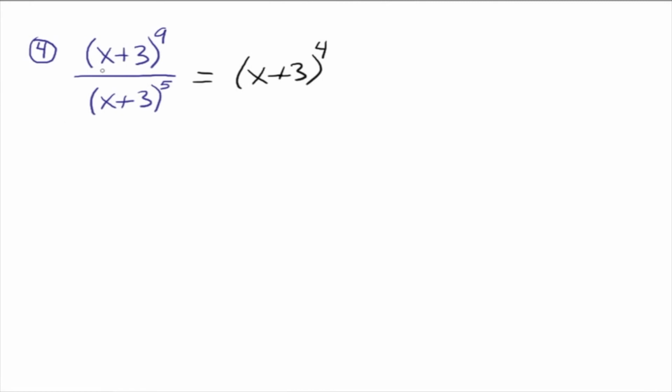So if you're dividing expressions and they have the same base, then you keep the base and do top exponent minus the bottom exponent.